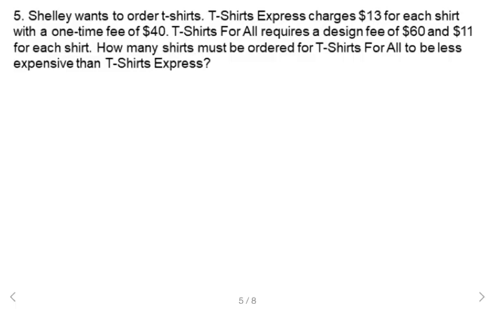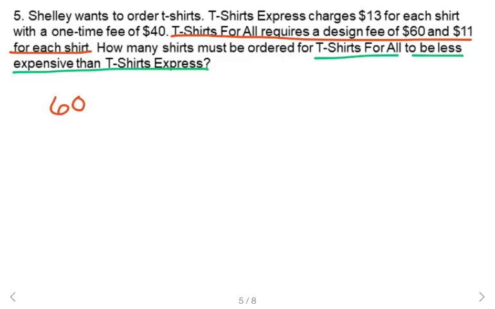All right, we've got two different t-shirt companies, and we're told to figure out how many shirts must be ordered by T-Shirts for All for it to be less expensive than T-Shirts Express. So let's put the expression for T-Shirts for All on the left side, since that's the one we're trying to make less expensive. Okay, so $60 design fee. So that's going to be a one-time fee for the t-shirts, and then 11 times the number of t-shirts. So I'm going to let x represent the number of t-shirts.